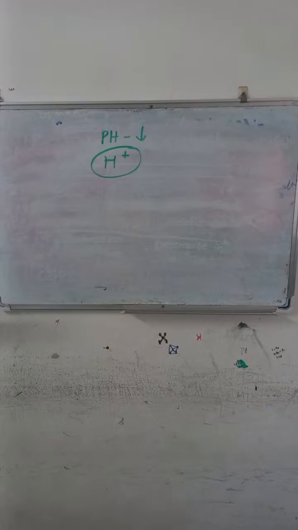Write down the next question. Name the gas liberated when an acid reacts with a metal. Okay, so which gas? Just now I gave the table. When acids react with a metal, then hydrogen gas is liberated. So H2 gas is liberated. Write down there.